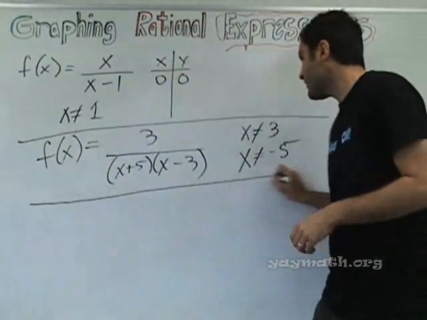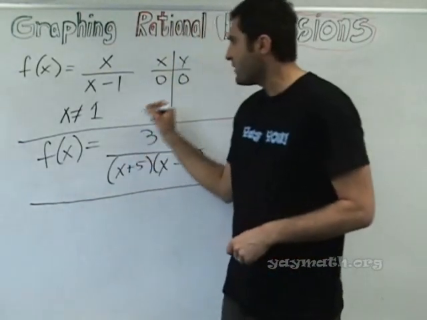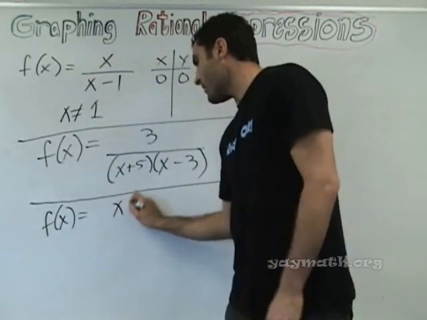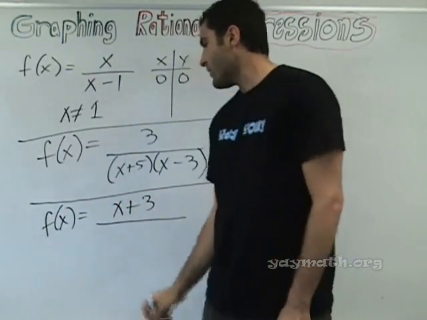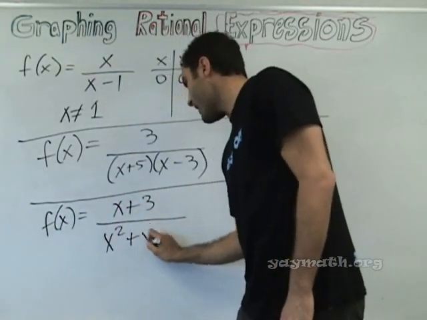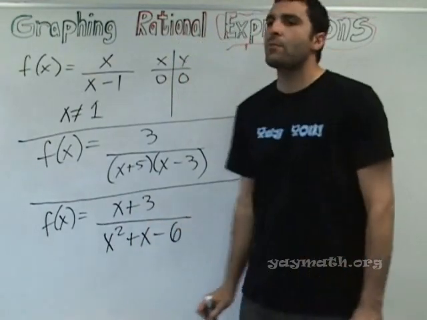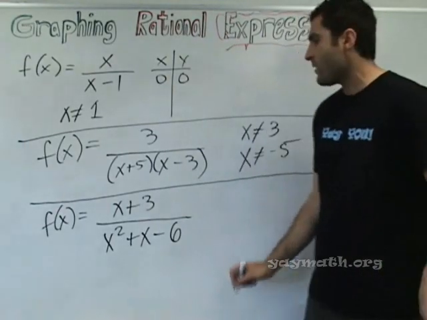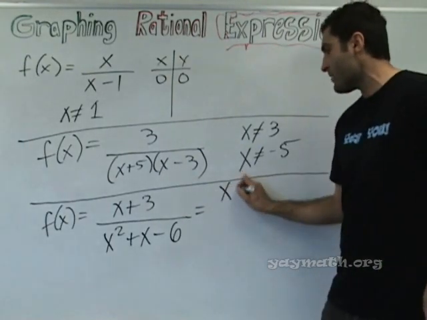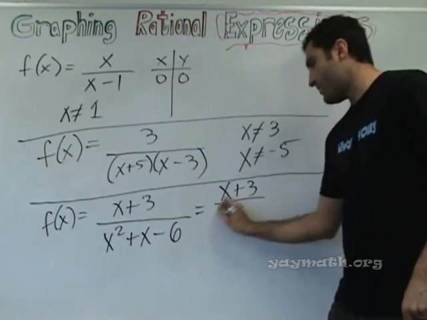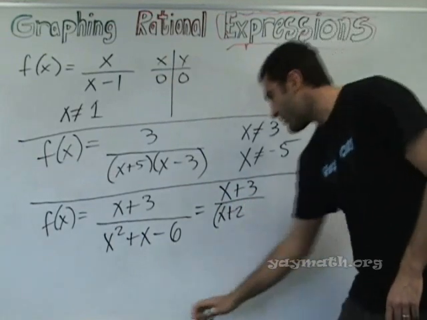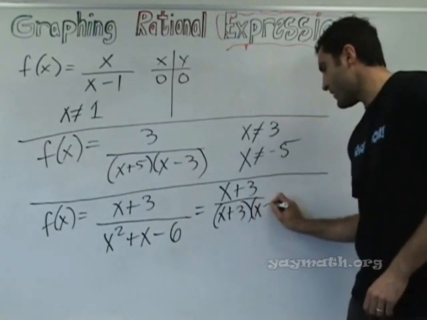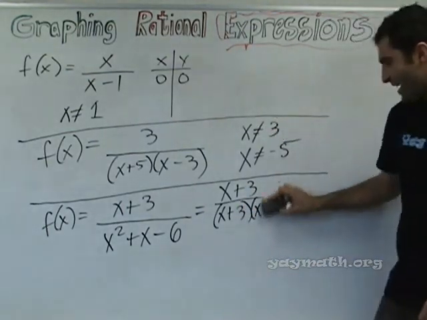And then over here, we say f of x equals x plus 3 over x squared plus x minus 6. How do we figure out what the denominator can't be? We need to factor. Very good, guys. Can you factor the bottom for us? x plus 3, x minus 2. x plus 3, x minus 2.